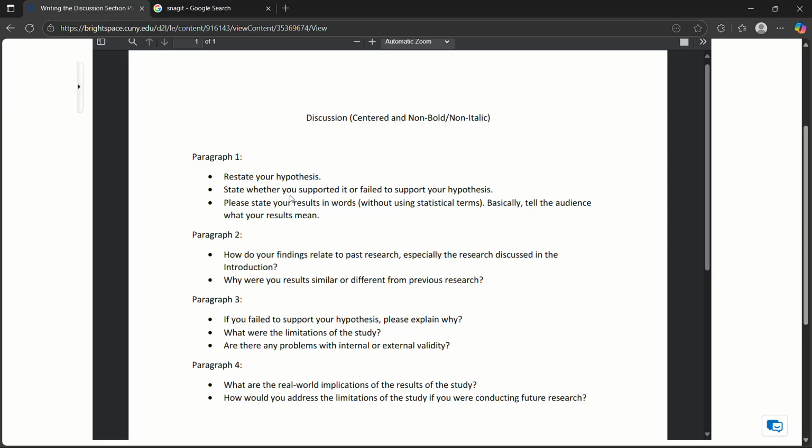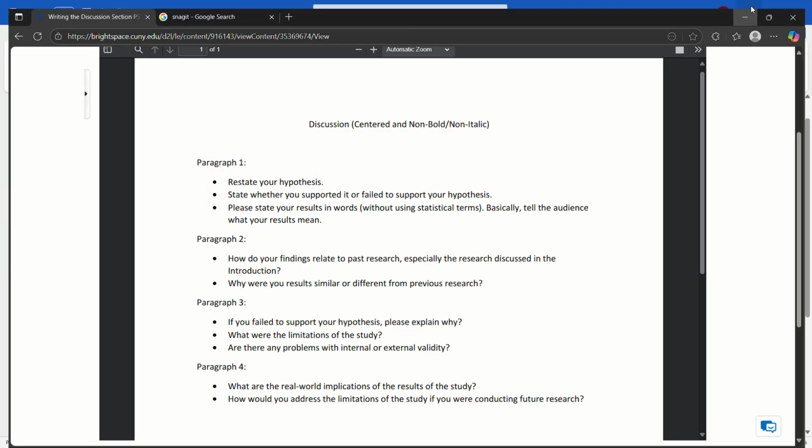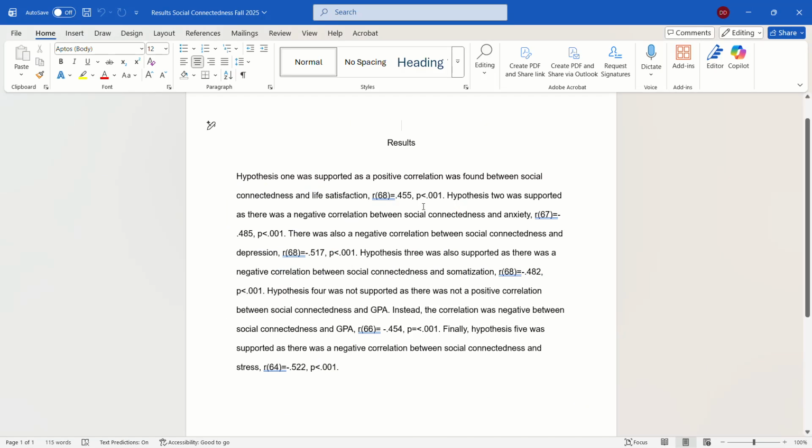Paragraph 2, how do your findings relate to past research, especially that discussing the introduction? So you got to go back to previous studies, and here you have to cite. You should have some of this stuff in your introduction already, the literature review. Go back to that previous research. For example, hypothesis 1, the first one, was a positive correlation between social connectedness and life satisfaction. Go look at the previous research. Is that previous research supported by the class findings?